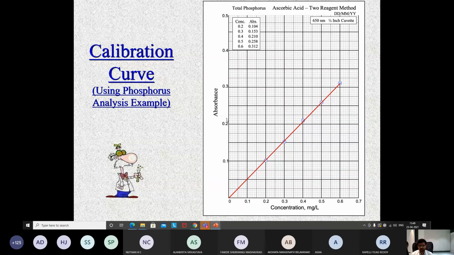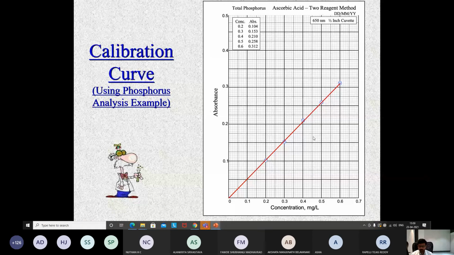Absorbance is the light absorbance, how much amount of light is getting absorbed by this solution. So for 0.2 concentration the absorbance is 0.104. Then this is 153, 210, 258. As the concentration is increasing, the absorbance is also increasing. So 0.2, 0.3, 4, 5 and 6. These two are increasing based on the concentration. So this is about the standards.